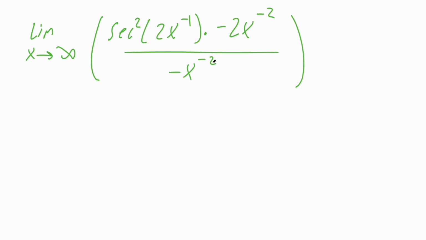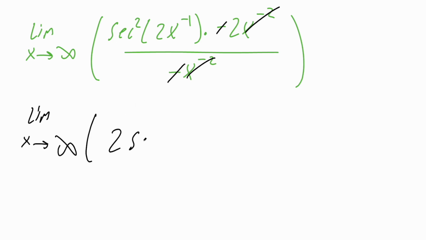Now we can clean up a little bit. So this x^-2, x^-2, it cancels out. This negative and this negative also cancels out. So let's rewrite what we have. We have the limit as x approaches infinity of, we have this 2, we'll put in the front. So we have 2 secant squared(2 times x^-1). You could say you have 2 divided by x. And again, we cancel out the negative. We cancel out x^-2. And so this is what we actually have now.